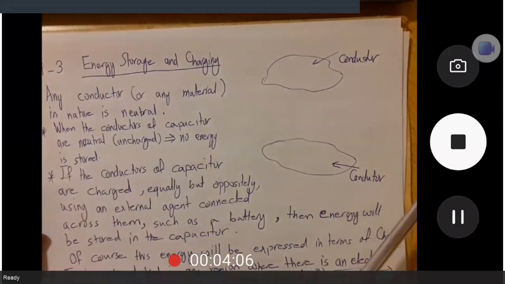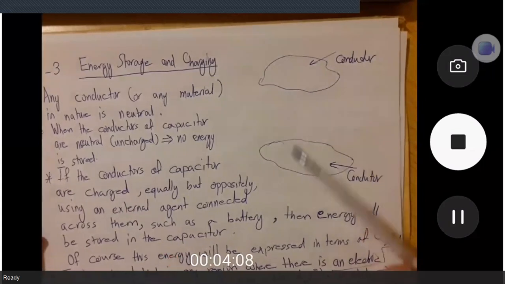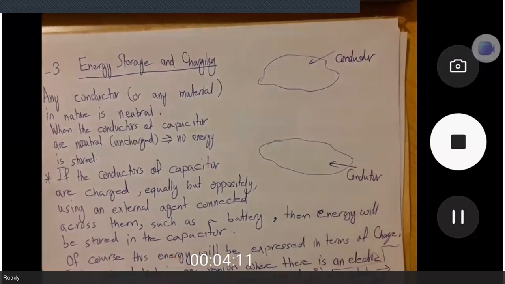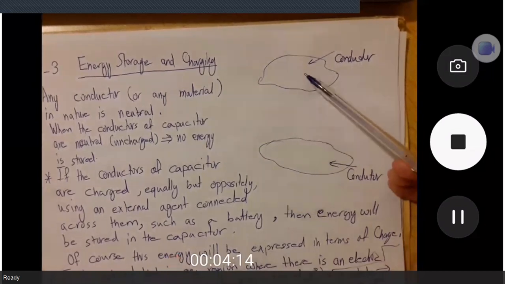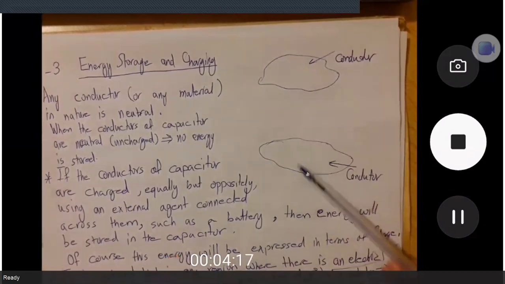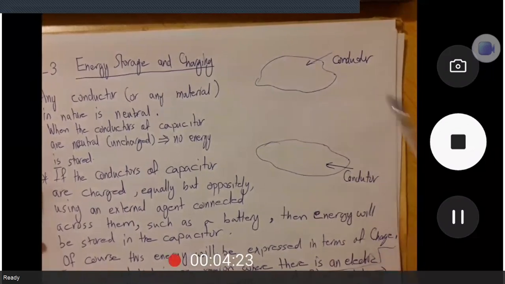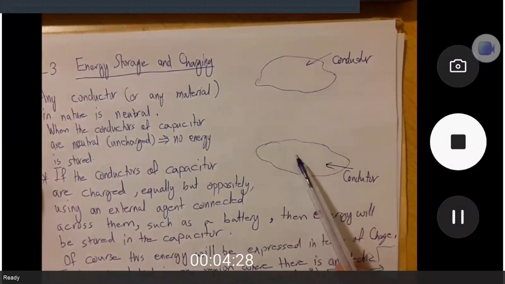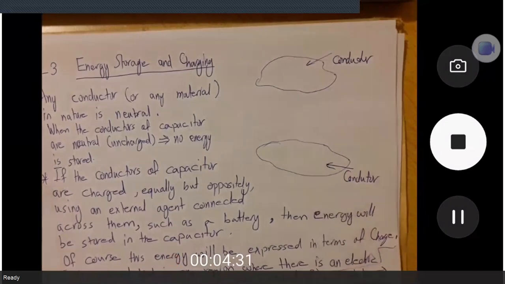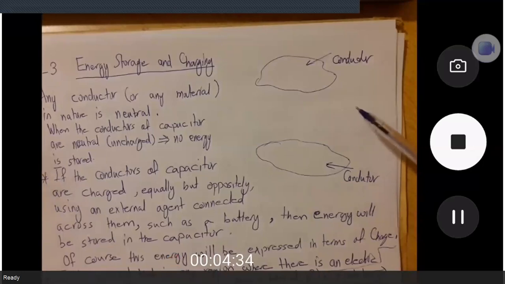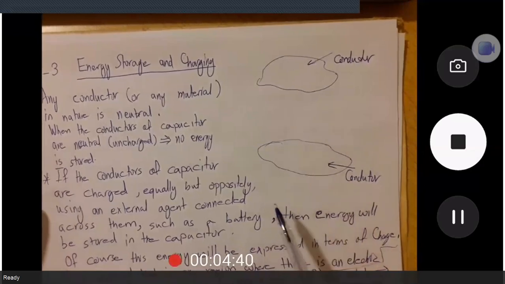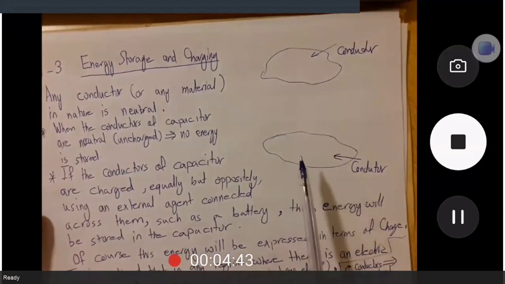When do we have energy storage? If these conductors are charged equally but oppositely. So if, for example, I put Q1 here, there must be minus Q1 there, and I say the capacitor is charged by Q1. Or if I put Q star here, an amount of Q star, positive Q star, here there must be negative Q star, and I would say that the capacitor is charged by Q star. Okay, only then, if the conductors are charged equally but oppositely, there will be energy stored.